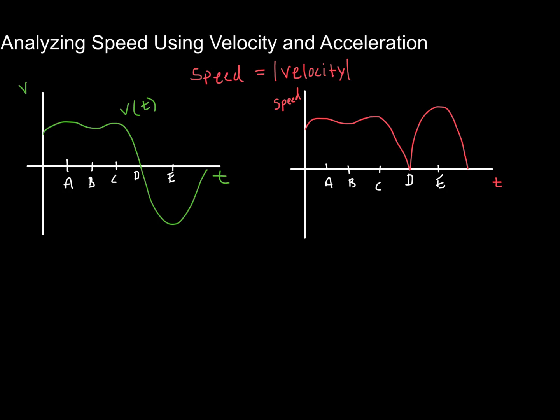Doing so makes it really easy to answer the questions, where is the speed increasing and where is it decreasing? You can see very clearly that it's going to be increasing on the interval from 0 to a. It's decreasing from a to b. It's increasing from b to c. It's decreasing from c to d. It's increasing from d to e. And it's decreasing from e to wherever this final point is.